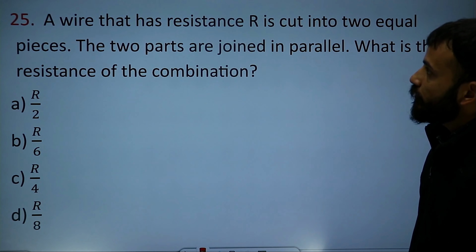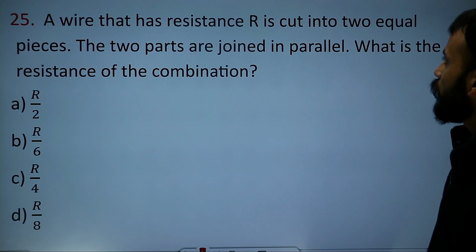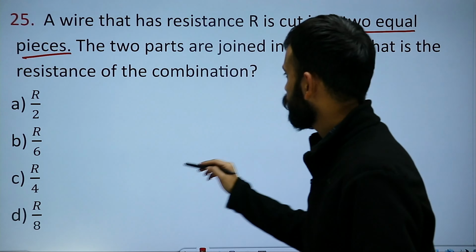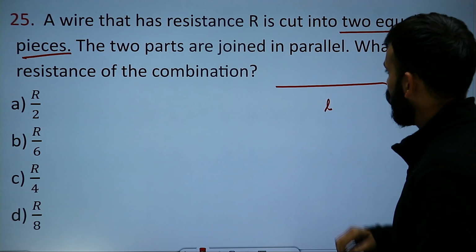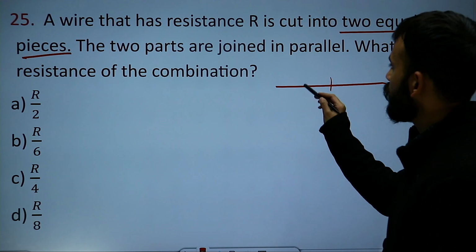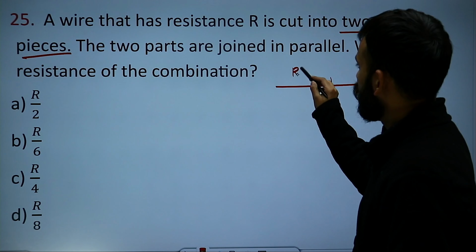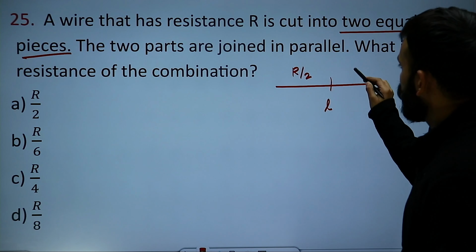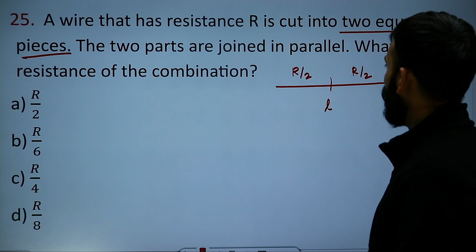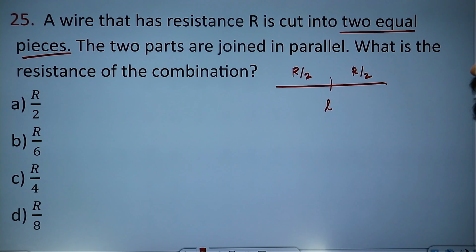And this is the last question. A wire that has a resistance R is cut into two equal pieces. Again, if I have an L length conductor cut into two equal pieces, the resistance becomes half. So each has a resistance of R by 2. And these two parts are joined in parallel. What is the resistance of the combination?